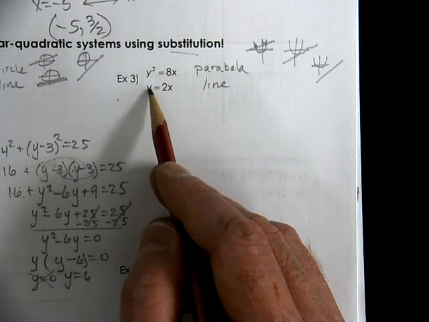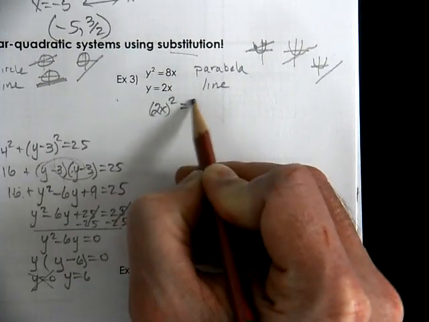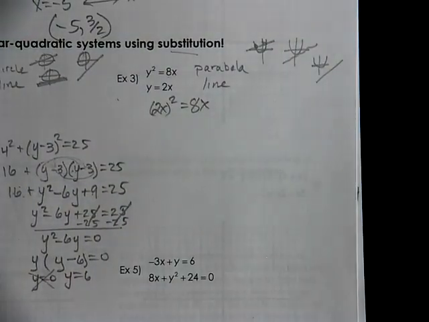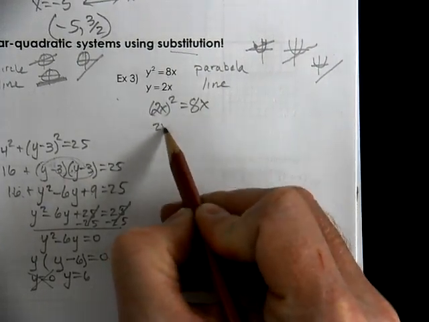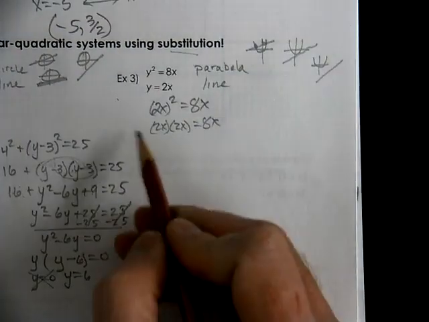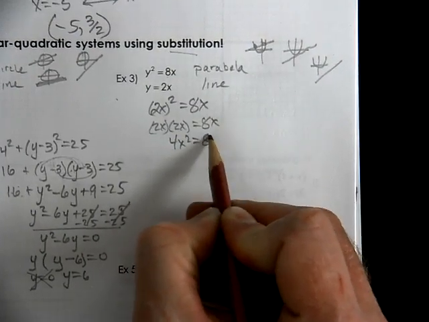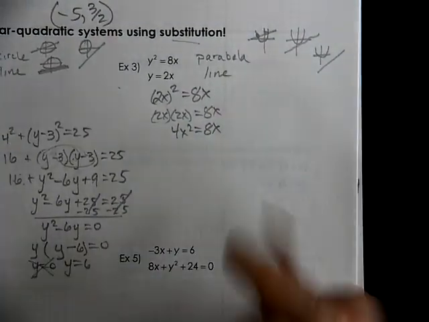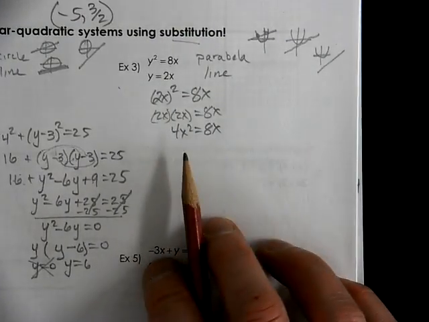But I have my y value by itself, so I'm going to take my 2x and square it. Now I have one equation with one unknown variable. That I can solve for. So I'm going to square my 2x. That is 2x times 2x. I need to square that. And 2x times 2x gives me 4x squared. So here I have two different types of x's.